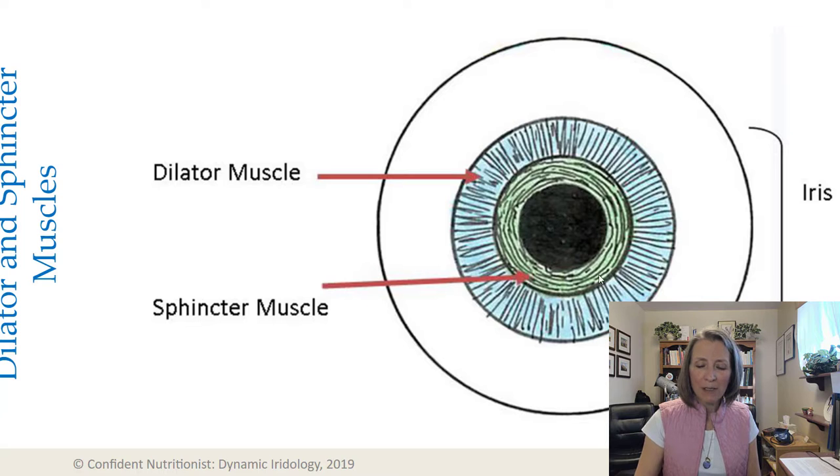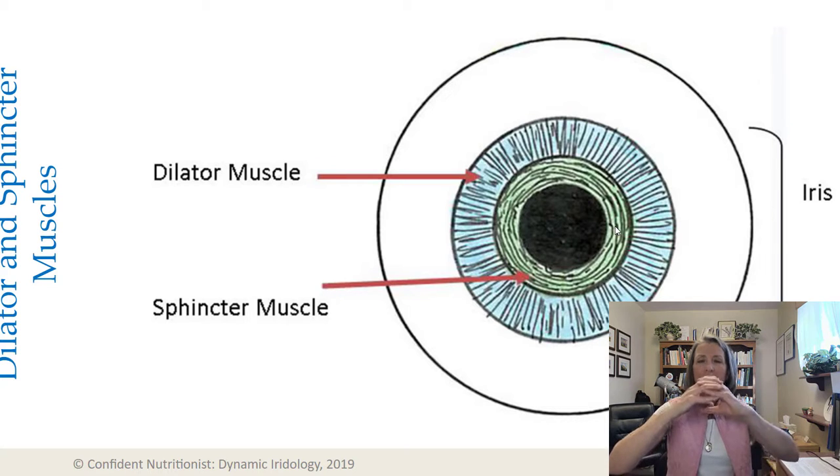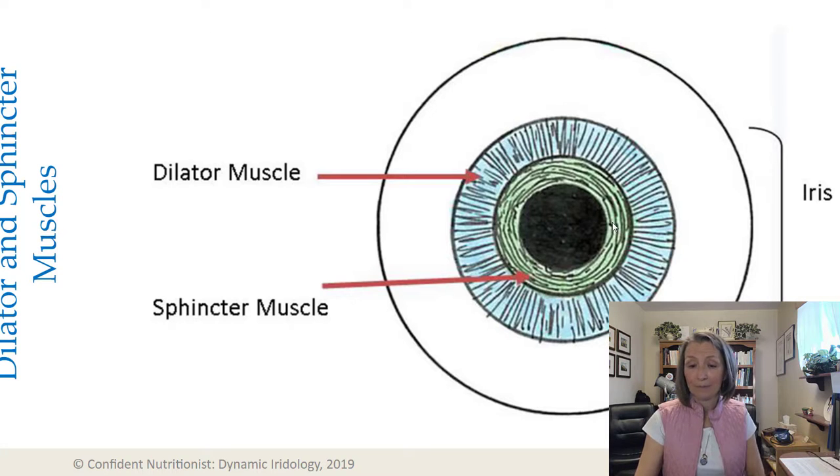The sphincter muscle, on the other hand, has its muscle fibers that go around and around, and as they ratchet in together, they make the pupil smaller. And so that's what happens in bright light. But the only way that pupil is opened up again is if those dilator muscles contract, and that pulls the sphincter muscle open.